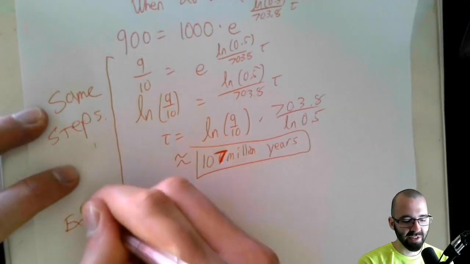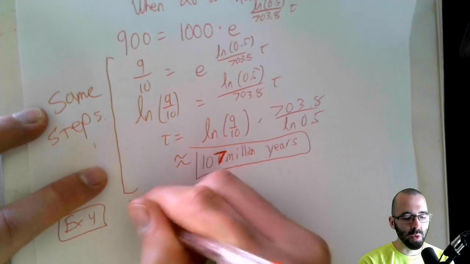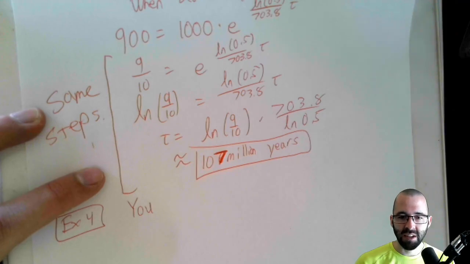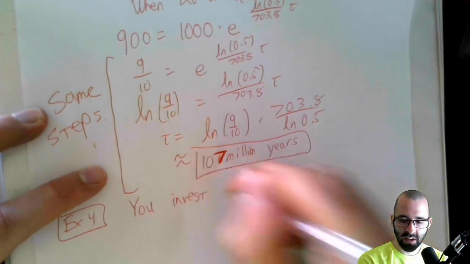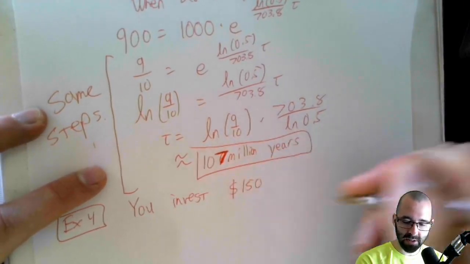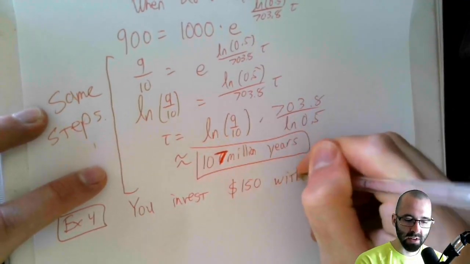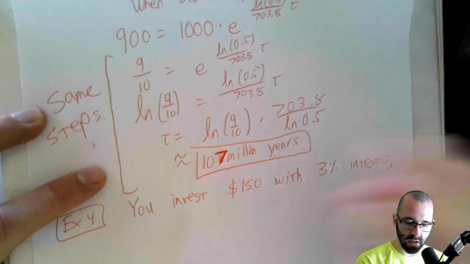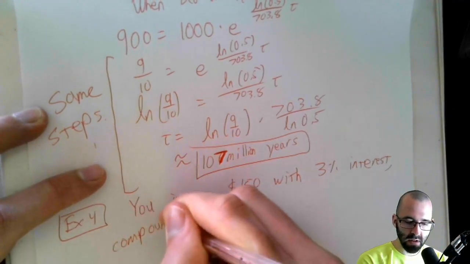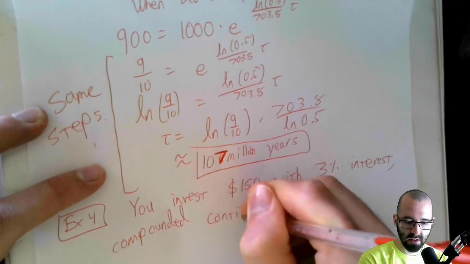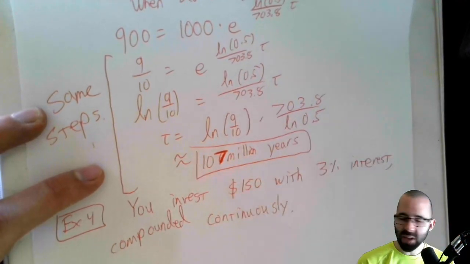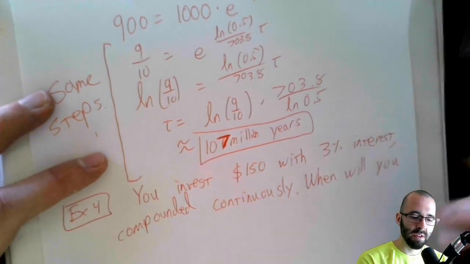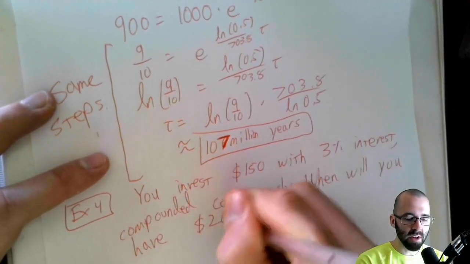Example 4. This is a fun problem. You invest, let's say, $150 with 3% interest, compounded continuously. Question is, when will you have $200?